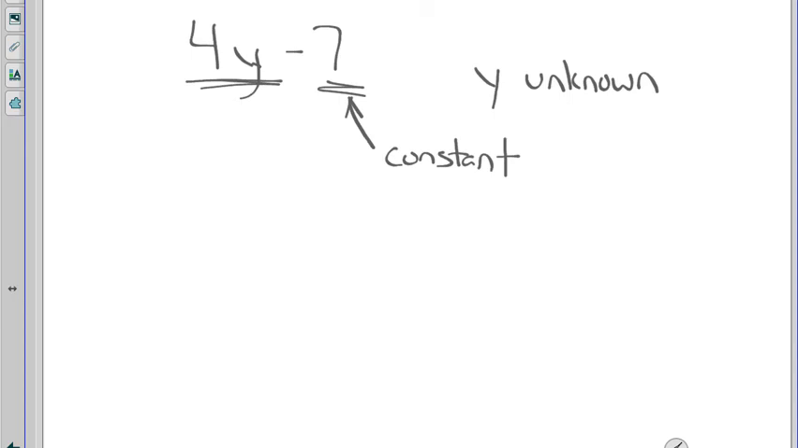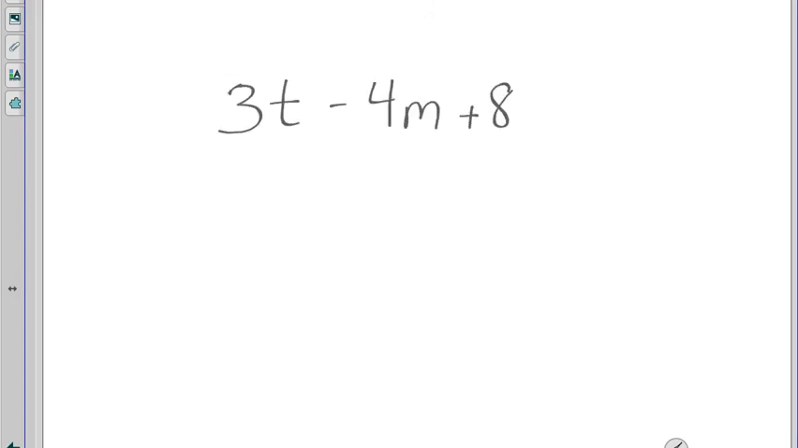Here's another one. How many terms does this have? Well, it has 1, 2, 3. It has 3 terms. Do you know what the variables are in that? I hope you said t and m. Those are the variables. They're the letters that stand for numbers, but we don't know what those numbers are. Do you see any constants in that? I hope you're thinking 8, because a constant is a number all by itself. And how about any coefficients? Co means to go with. To go with what? To go with a variable, that's right. So the coefficients would be 3 and 4.